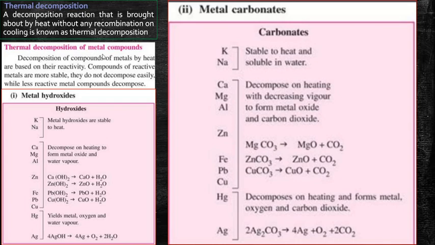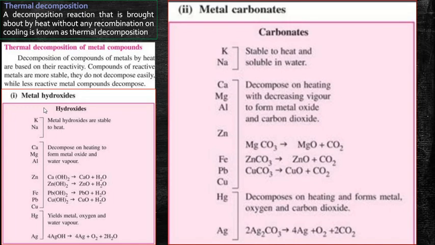This thermal decomposition reacts mainly with the metal compounds. Metal compounds like metal hydroxides, metal carbonates, metal sulfates, bisulfates, metal nitrates. On these metal hydroxides, it reacts and gives different products. What are they? First we'll take metal hydroxides, like potassium hydroxide, sodium hydroxide, calcium hydroxide, magnesium hydroxide. All these come under metal hydroxides.